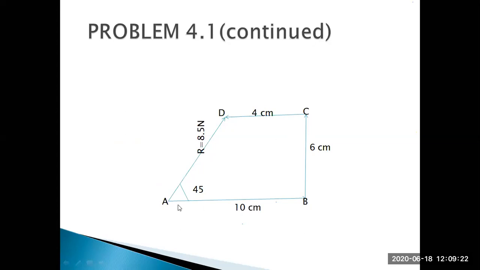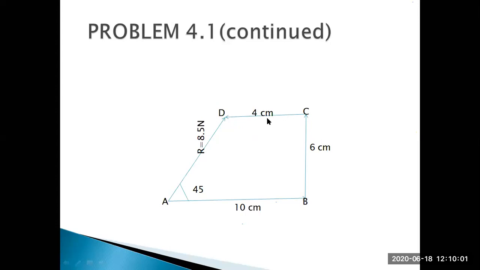So 10 centimeters will be on x-axis, then 6 centimeters will be on y-axis, and 4 centimeters is on the negative x-axis, because this direction is showing the positive x-axis, this direction is showing the positive y-axis, and this direction, the CD direction, is showing the negative x-axis.